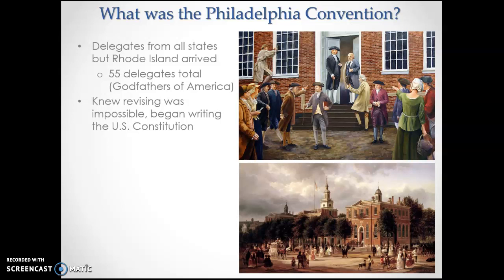And basically what began being drafted under lock and key, with their windows shut because they didn't want anyone to know about it, because they knew that certain states would freak out if we were going to create a new U.S. Constitution. But with the windows closed in the middle of a Philadelphian summer, where everyone was dressed in their wool coats and their wigs, they sweated it out together for many months to begin writing the United States Constitution.